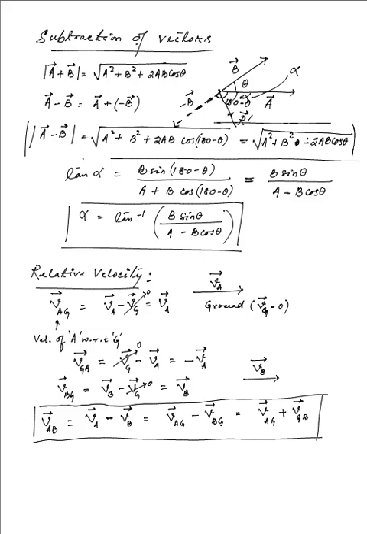Now, moving forward to the case of relative velocity, we can take two examples. We have the rain and man problem. Sorry, I forgot to change the page in this case.